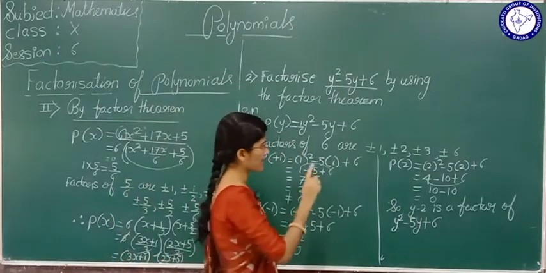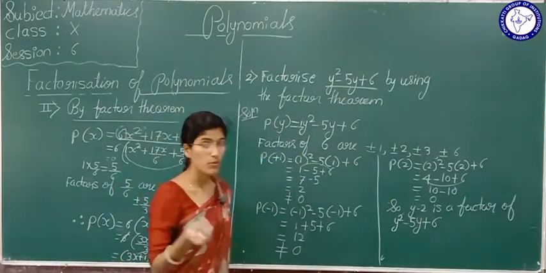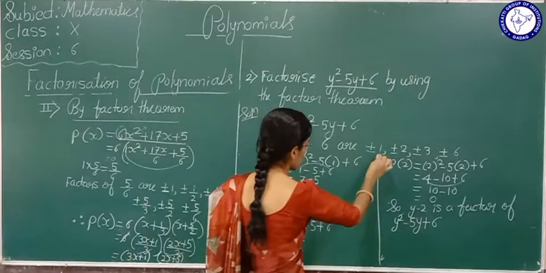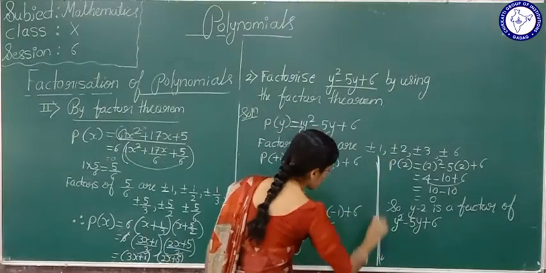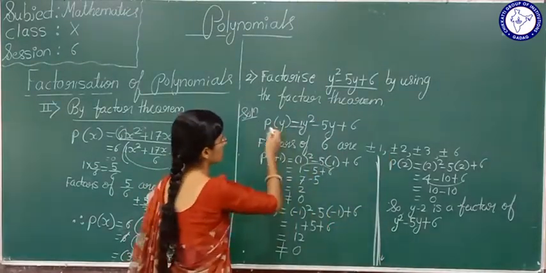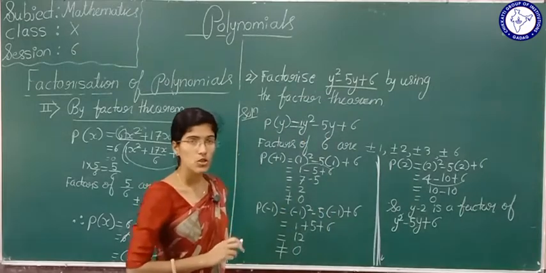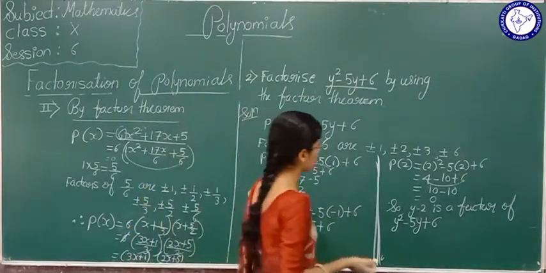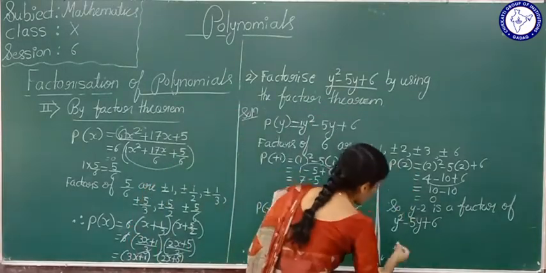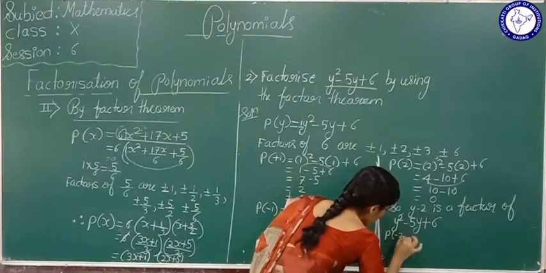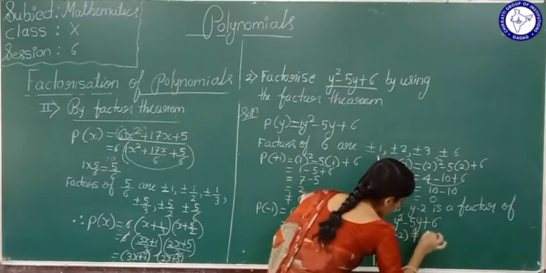Okay. Again, one more factor we want, because this is a quadratic polynomial. For this quadratic polynomial we are going to get 2 factors. Now again go on checking. P of 2 we got. Now see P of minus 2. This won't be equal to 0.